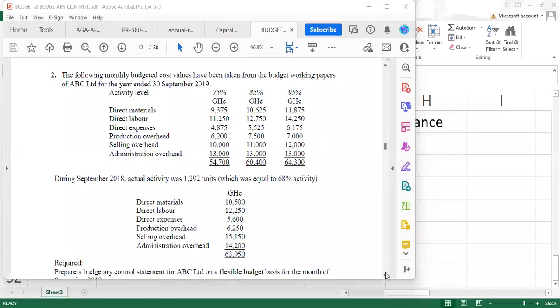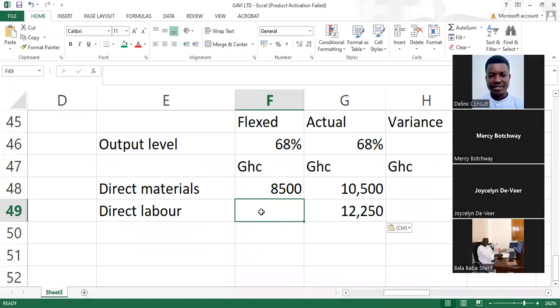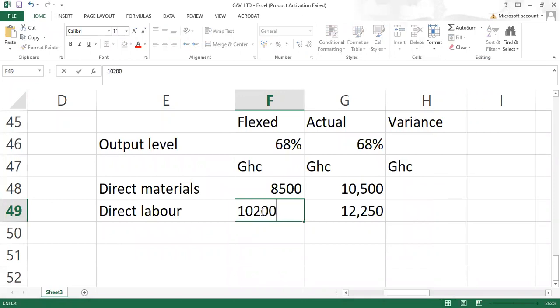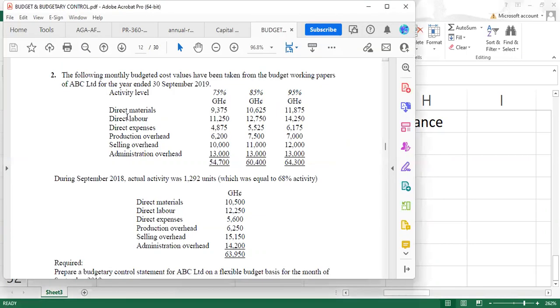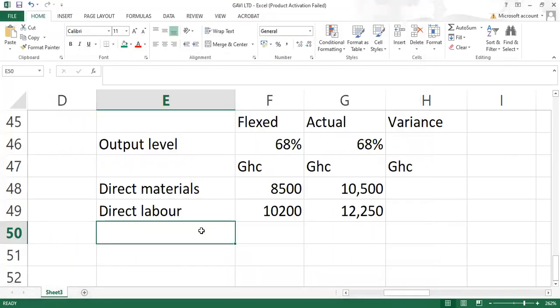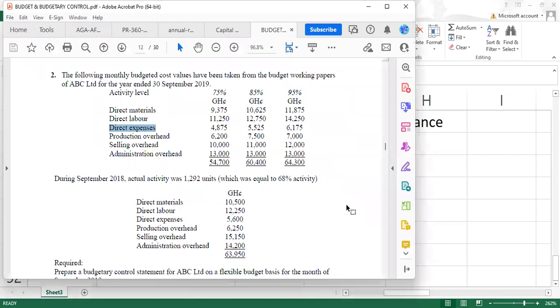Variable. So what should have been the cost for 68% now? If 1% is 150, what should have been the cost that we will incur? 10,200. Are we okay there? Okay. The next one is direct expenses. What is the cost per percentage for the direct expenses? 6175.